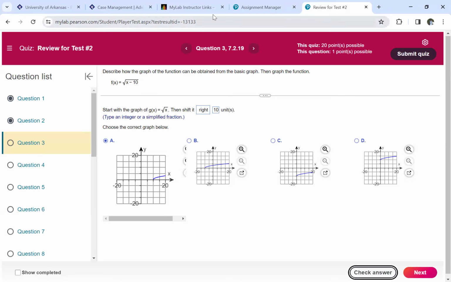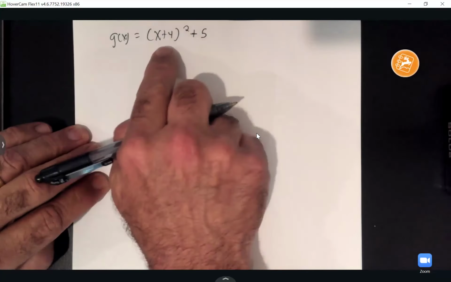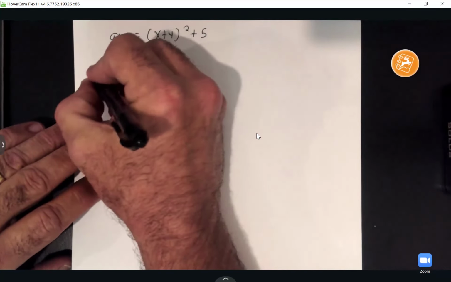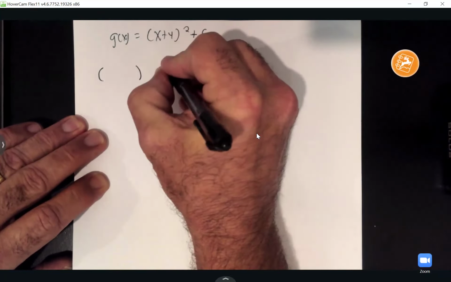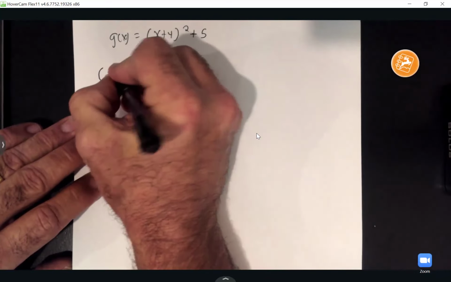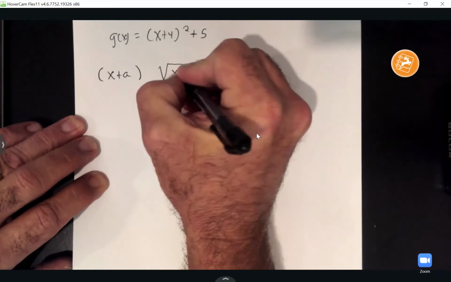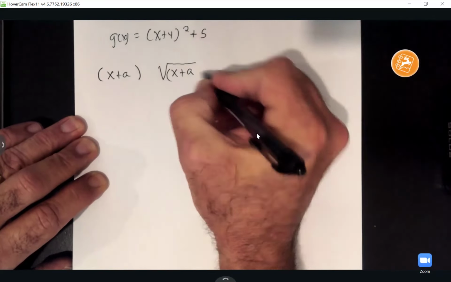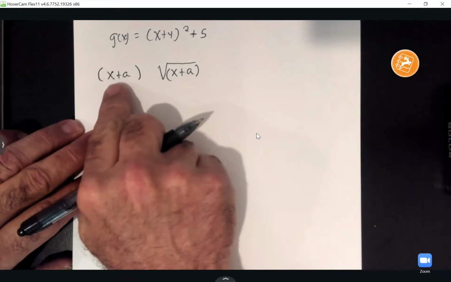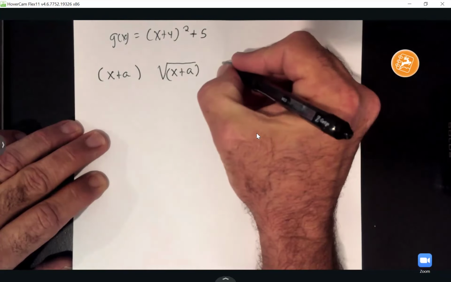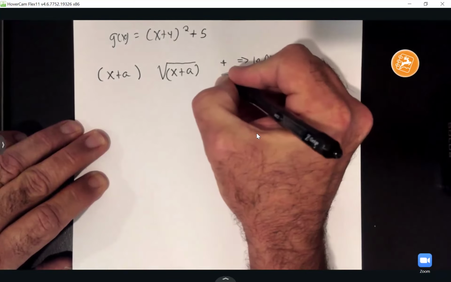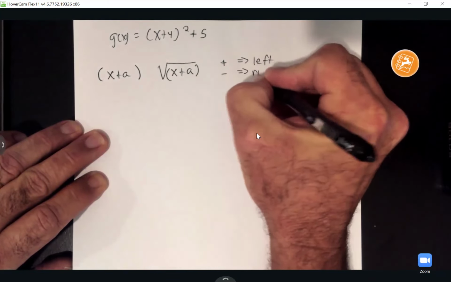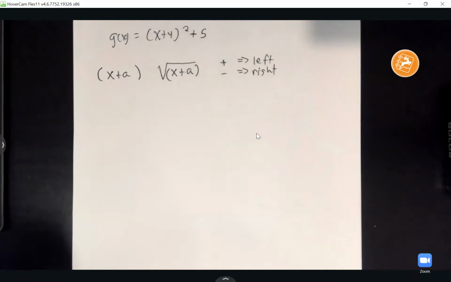So let me go to my pad real quick here. So on these graphs, if it's inside parentheses, or say under these radicals, you would treat that like parentheses also. Okay. Now, inside the parentheses, remember, plus goes left, and if you're subtracting, it's going to go right.